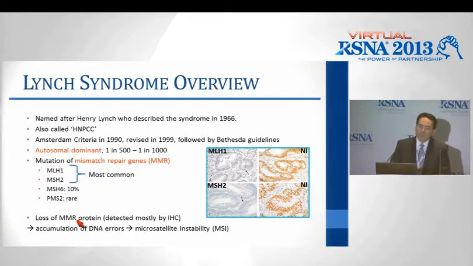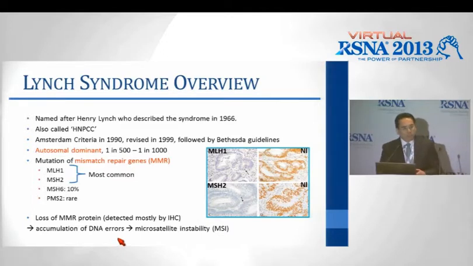When you lose the ability to dimerize, this protein expression is lost, which can be detected by immunohistochemistry, as you can see on these pathologic slides. So this is a normal patient with normal expression of MLH1 and MSH2, and you can see in an affected patient with reduced protein expression. So immunohistochemistry is one way to screen for these patients.